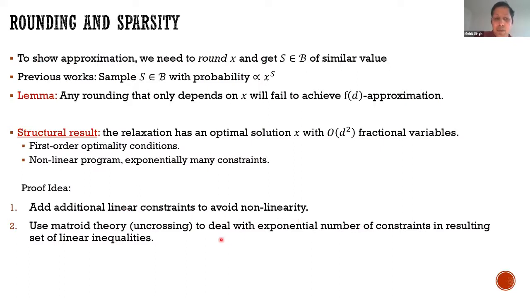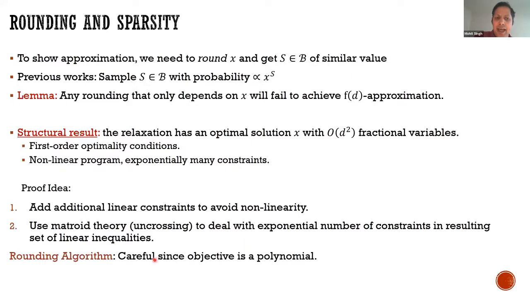And we also then use matroid theory, in particular uncrossing methods, to deal with the exponential number of these constraints and still argue that they are only an order d square fraction of variables. One last line about the rounding algorithm. One has to still be careful, even though we know most of the variables will be set to integer value: you cannot pick all the variables which are set to 1, because the objective is actually a polynomial of degree d, not a linear objective function.